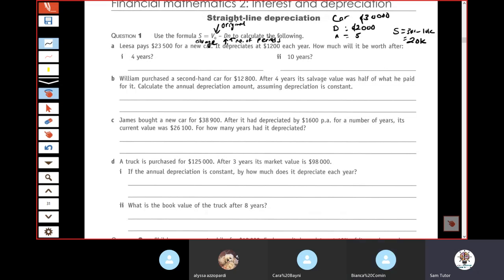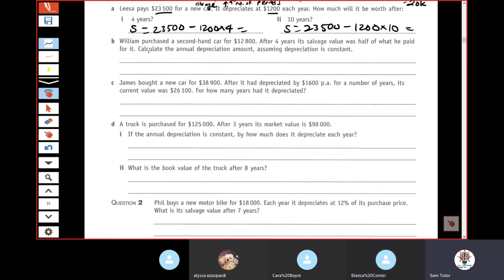And same as what we've been doing previously, if you need to find D, that's when equations and algebra kick in and you'll just have to do things in reverse. So let's have a look at this question. Lisa pays $23,500 for a new car. It depreciates at $1,200 each year. How much will it be worth after 4 years? Well, it's easy. S equals $23,500 minus $1,200 each year times 4. After 10 years, S will equal $23,500 minus $1,200 times 10 years. And you just plug it all into your calculator. Straightforward, right?